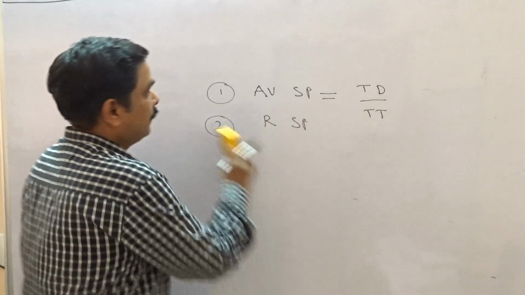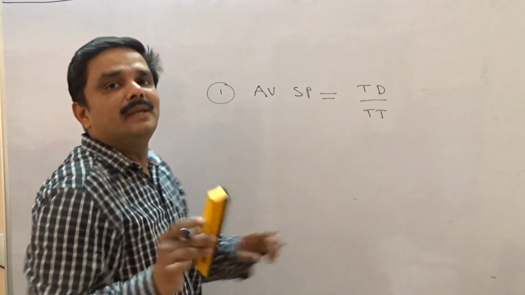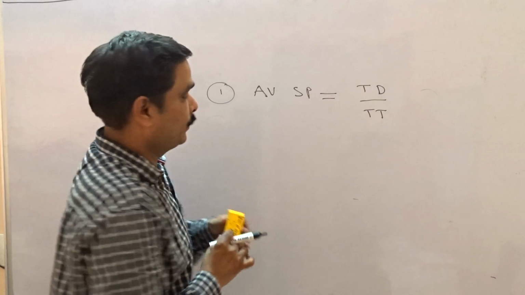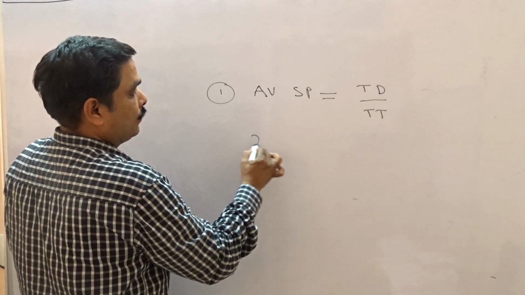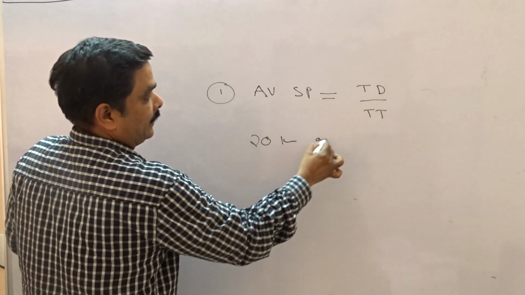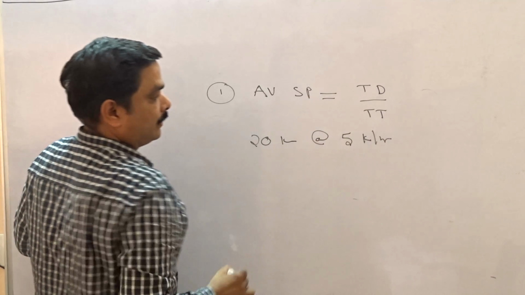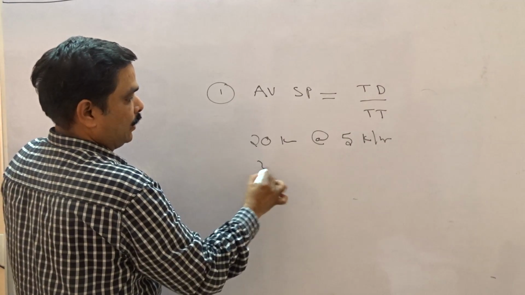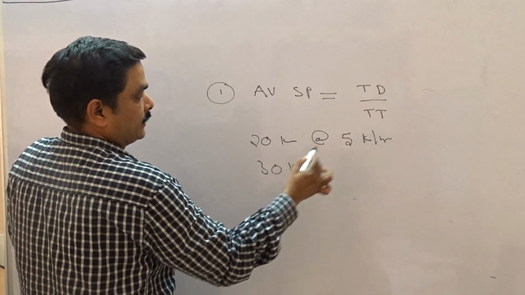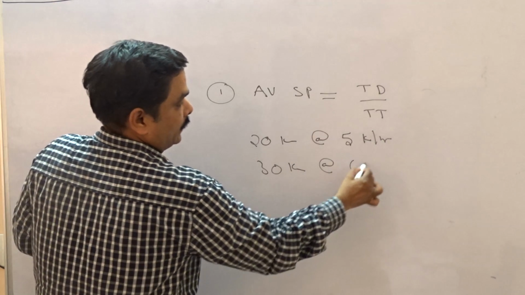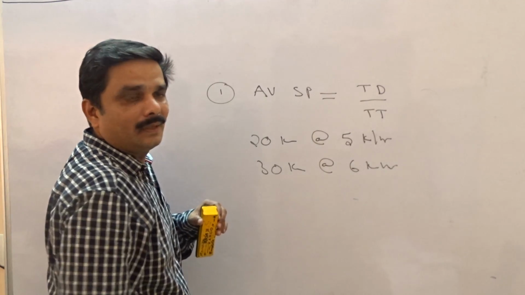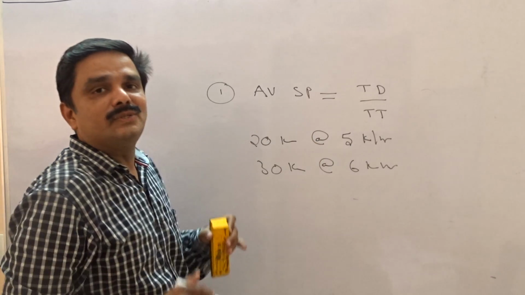For example, let us go with a small example. Beginners can benefit from this. Suppose a man travelled 20 kilometers at the speed of, let us take, 5 kilometers per hour, and another 30 kilometers at the speed of 6 kilometers an hour. What is the average speed for this journey?